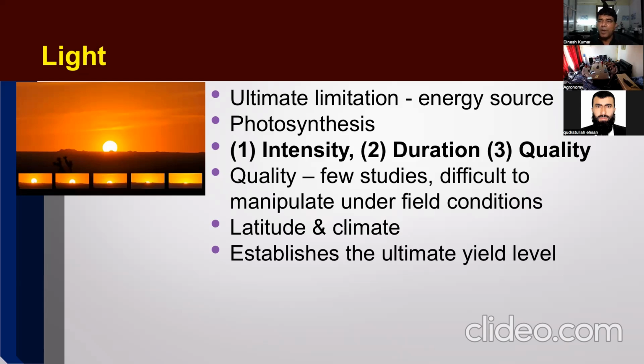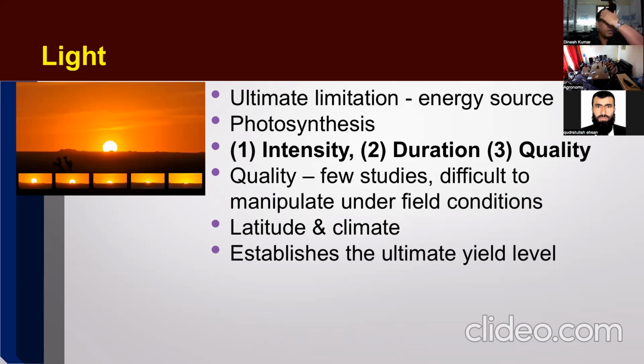Intensity means how bright the light is. Duration means the length of the light during the daytime, how many hours you get light. Quality means the color of the light. Quality is not that important under field condition. You know, light has 7 colors, and different colors will have different rates of photosynthesis. Normally, red color has the highest rate of photosynthesis.